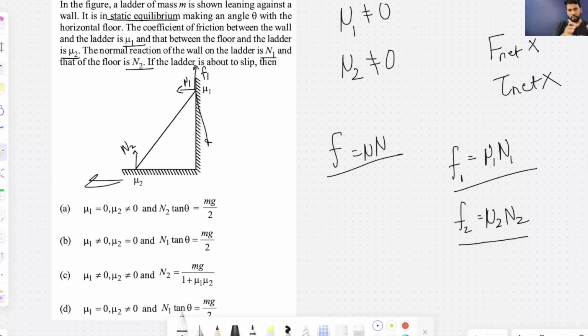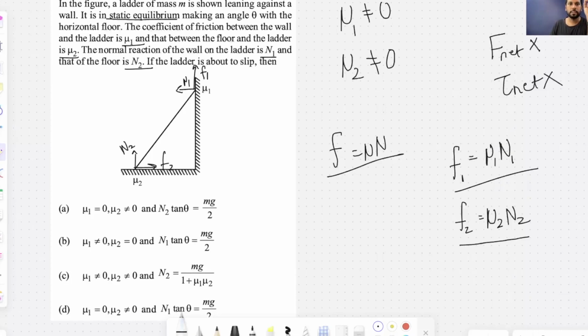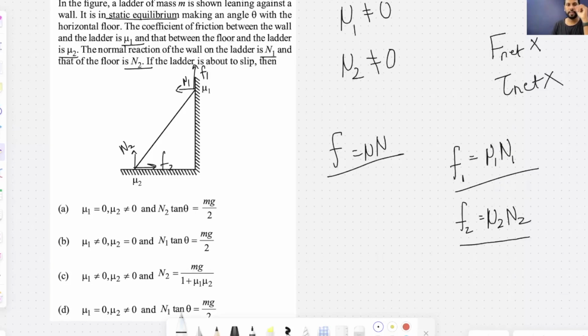So the friction on the floor is going to be in this direction, opposing the motion. The name of friction itself, it is the force which opposes the motion, right? Now this is the direction of F2. I have mu1, I have N1, I have F1, I have N2's direction, I have F2's direction.